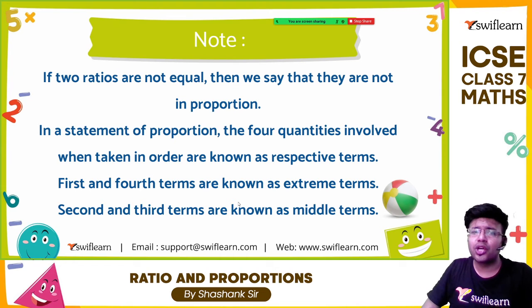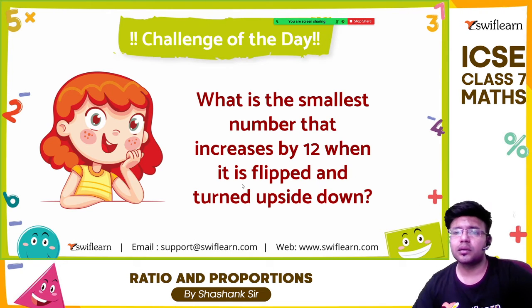Of course, in a statement of proportion, four quantities are involved. When taken in order, they are known as respective terms. The first and the fourth terms are known as extreme terms. The second and the third terms are known as middle terms.